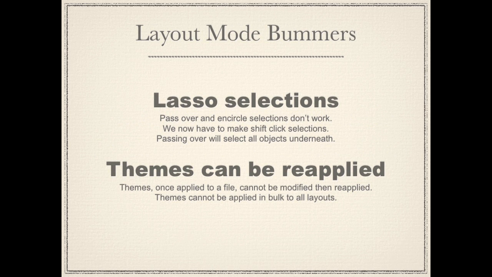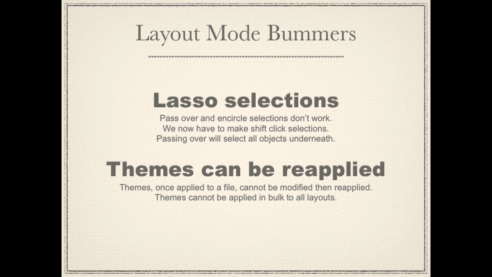Now here, I had to throw this in, are a few of the layout mode bummers. Lasso selections. The pass over and the encircle selections now don't work. Where formerly you were able to hold down the Command key, now it's pretty much anything you pass over that's going to be selected. So we now have to make shift-click selections for multiple objects.